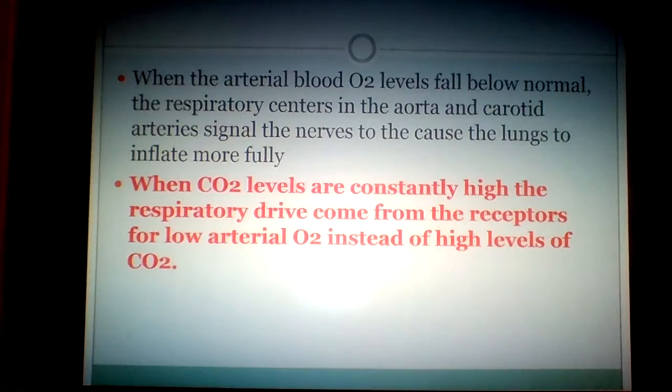We call those patients COPDers, okay? And that's what that whole hypoxic drive thing is that we're always talking about, okay? I just wanted to explain it to you from that point of view. That's pretty much what we're talking about.